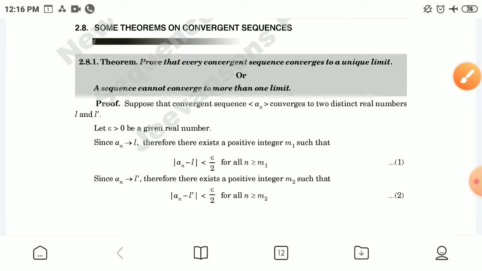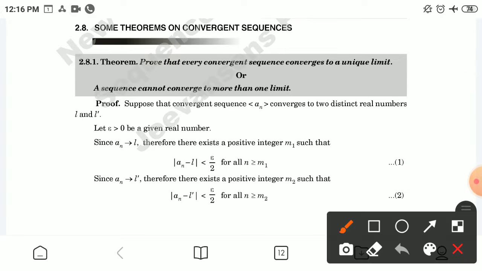Some theorems on convergent sequences. Prove that every convergent sequence converges to a unique limit, or restated, a sequence cannot converge to more than one limit. For the proof, suppose that a convergent sequence a_n converges to two distinct real numbers L and L dash. Let epsilon greater than 0 be a given real number.